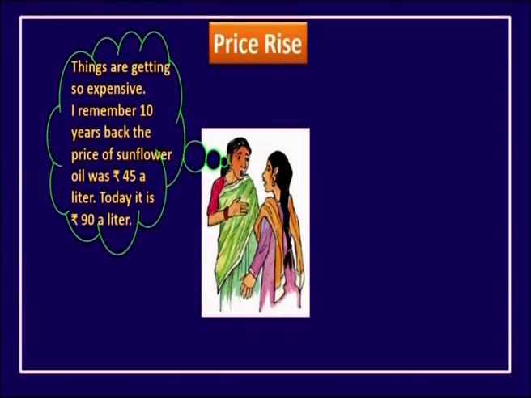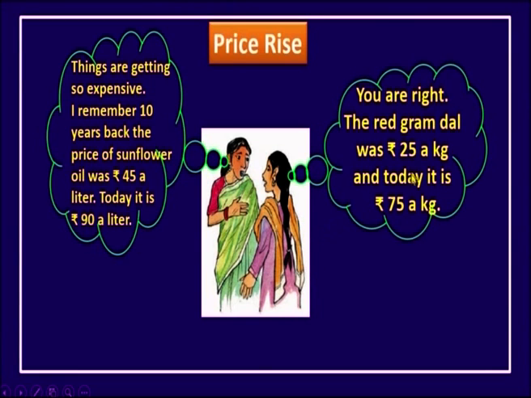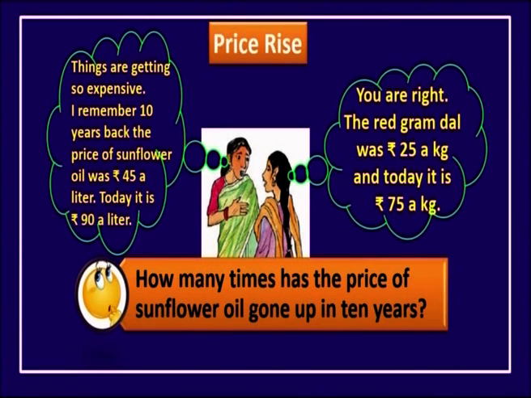Let's see. So here you can see these 2 ladies are speaking about the increase in the prices. So the things are getting so expensive. I remember 10 years back the price of sunflower oil was 45 rupees a liter. Today it is 90 rupees a liter. So that is what this lady is speaking about. Now let's see what this lady is speaking about. You are right, the red gram dal was 25 rupees a kg and today it is 75 rupees a kg. So let's see, children, what we need to answer.